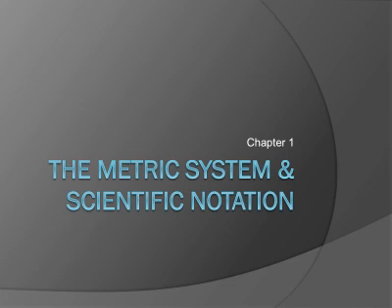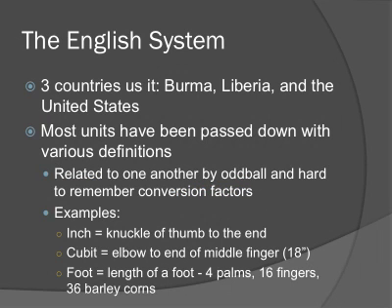Okay, so the metric system and scientific notation. First of all, let's talk about the English system. That's what we use. That was the first system that people used in the first place. There's only 3 countries that still use this system, and that is Burma, Liberia, and of course us. We're not with the current times.